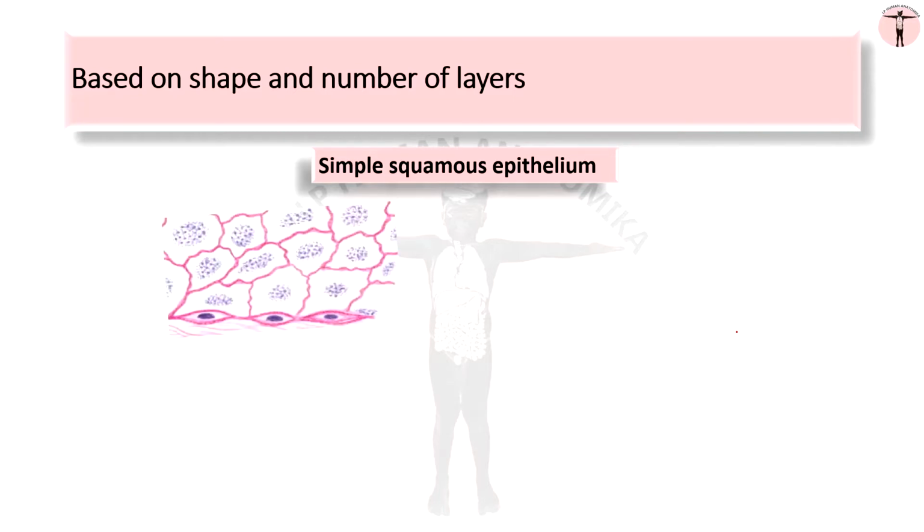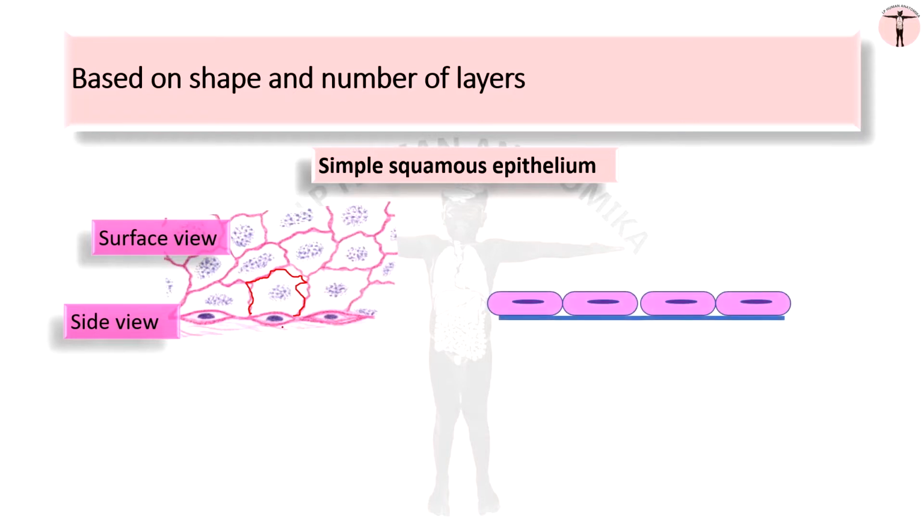Now, simple squamous epithelium is composed of a single layer of flattened cells forming a continuous surface. When viewed from the side, the nuclei of the cells are flattened. When viewed over the surface, apical surfaces of these cells are irregular in shape, but they appear flat in the section passing perpendicular to the surface of the epithelium.